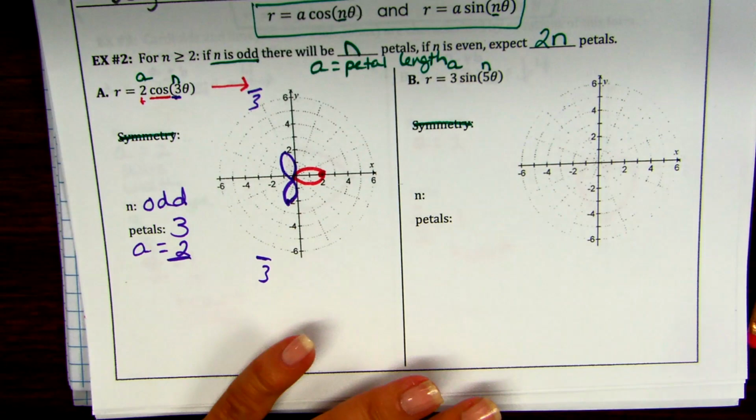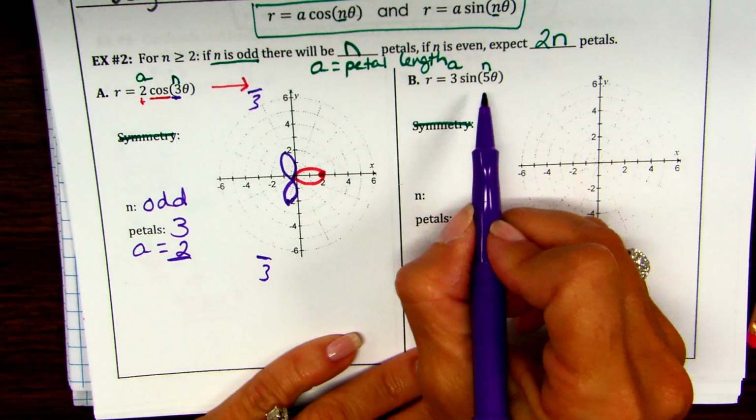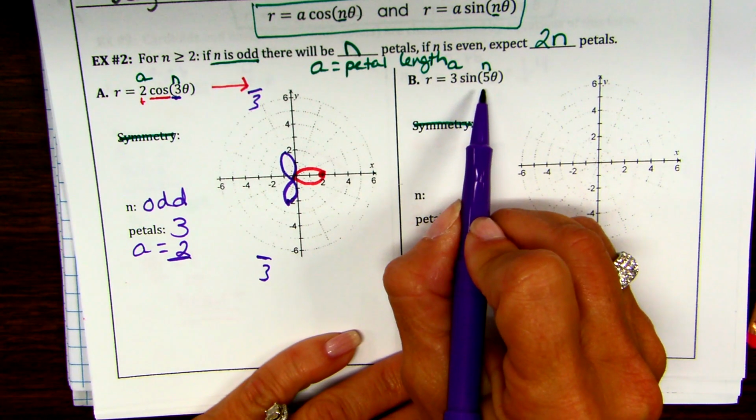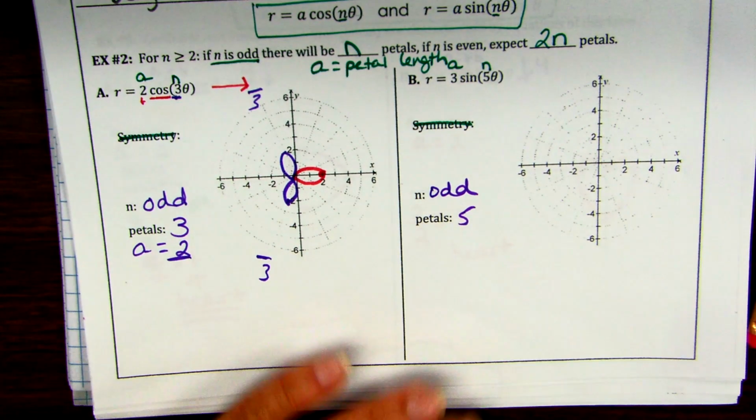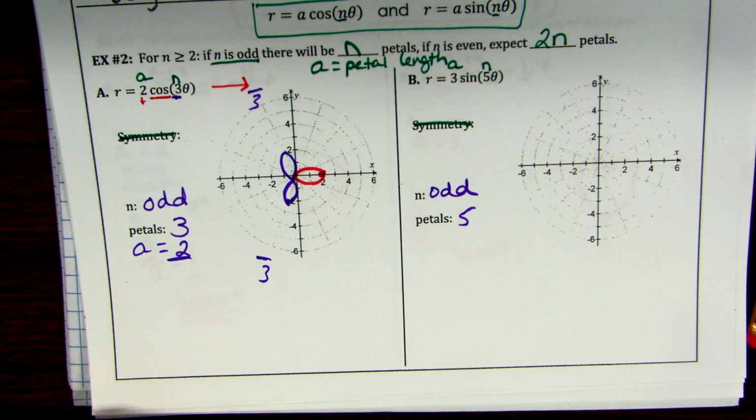So let me ask you, Jaden, if you don't mind. N is 5. Is that even or odd? Odd. Okay. So how many petals? That's right. Okay. So I think maybe I said the wrong thing. Oh, okay. That's a theta. All right. So we have 5 petals. Where the heck are they going to be?